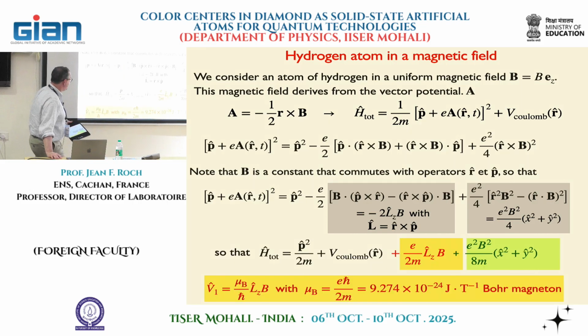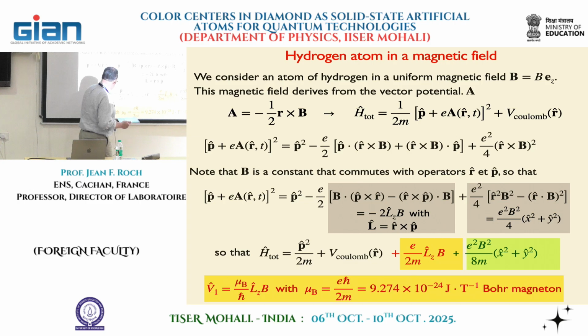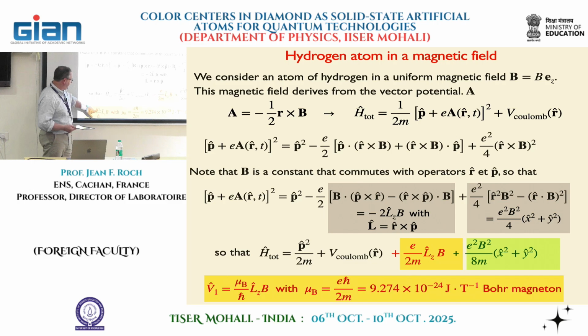And we can rewrite the linear term in this way. The linear term will be a perturbation, defined as mu B, dividing by h bar, Lz, the orbital angular momentum operator, times the magnetic field.